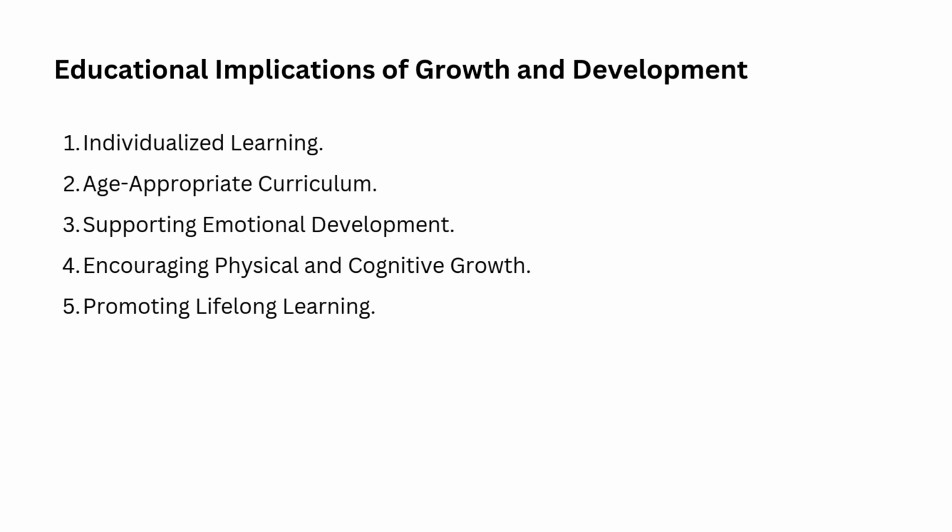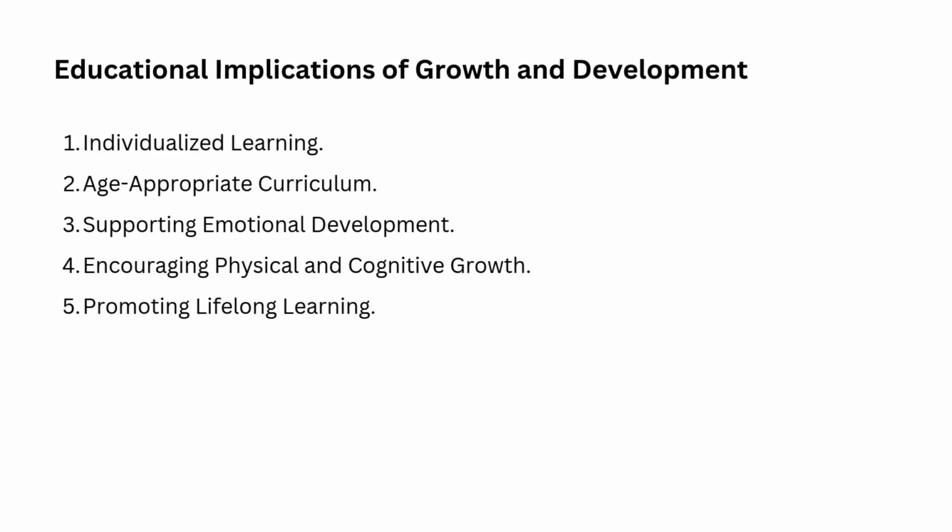Point number 1, individualized learning. Recognizing that each student grows and develops differently allows educators to personalize learning approaches. For example, a teacher might provide additional resources for a student who excels in reading but needs extra support in math. Next, age-appropriate curriculum. Teachers should create lessons that are suitable for the developmental stages of their students.